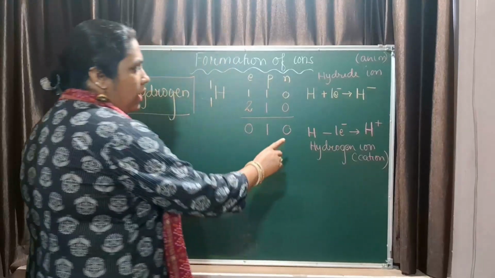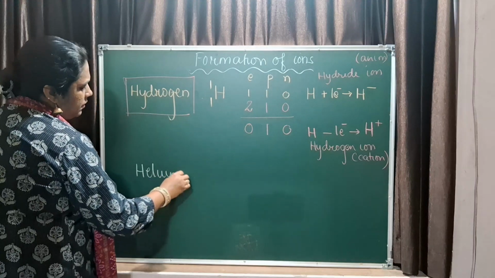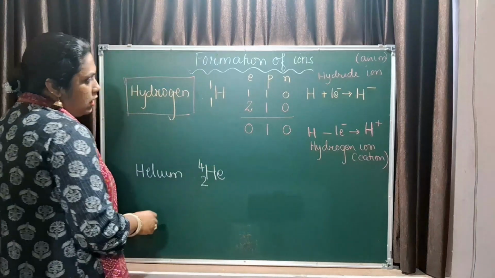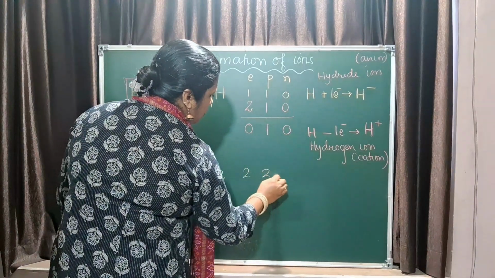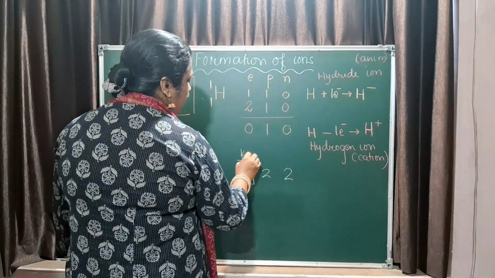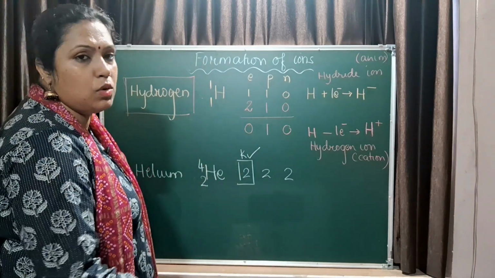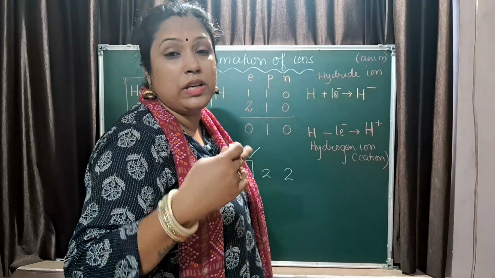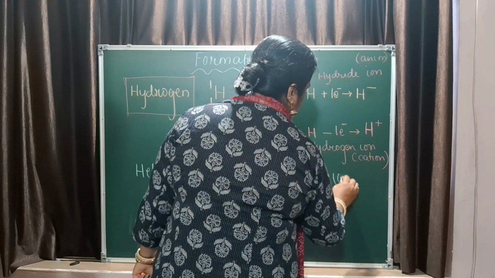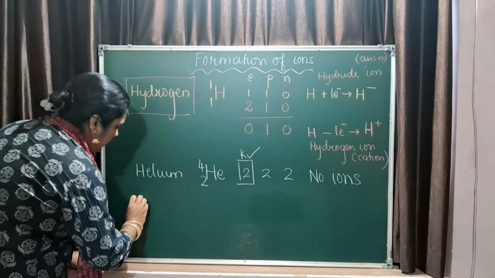Is that clear? After hydrogen, moving to the next, that is helium. Now, helium, what is the representation? A to Z, that is 2 and 4. So, it has 2 electrons, 2 protons and 2 neutrons. Here 2 electrons fill the K shell, so now the K shell is full. Since the K shell is full, there is no need to lose or gain electrons. So, helium is a noble gas and it forms no ions.